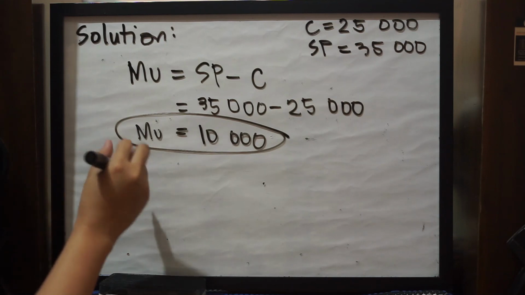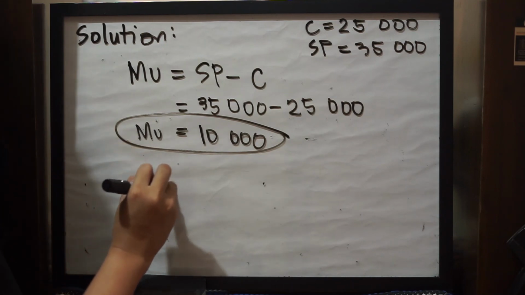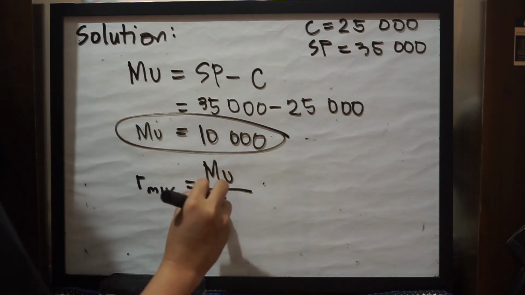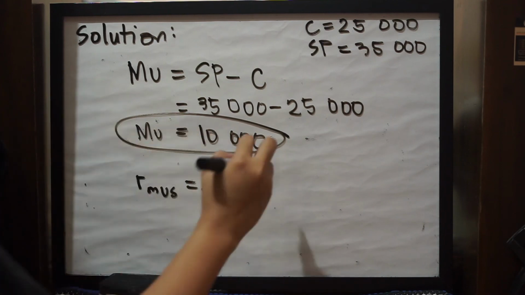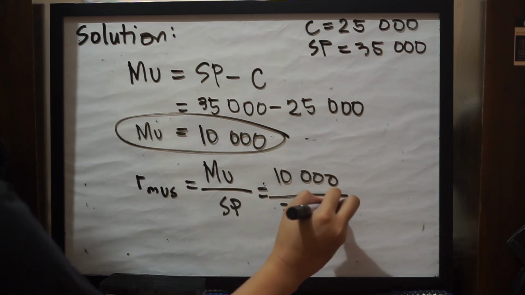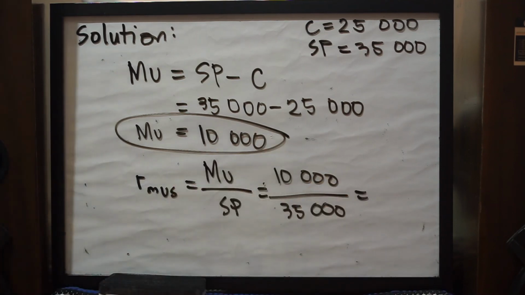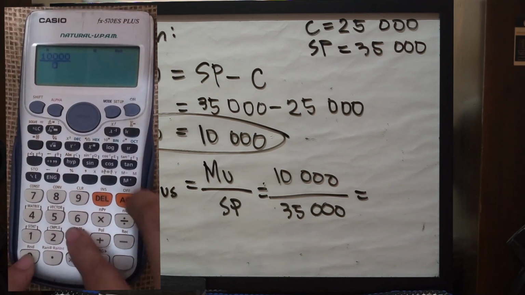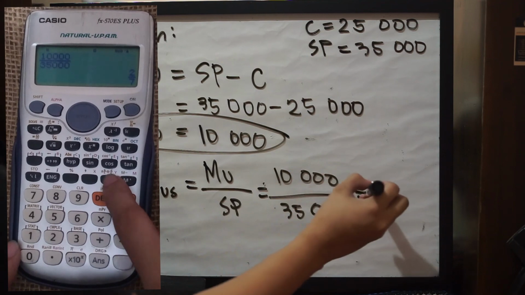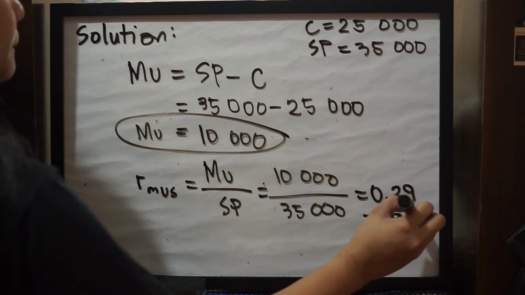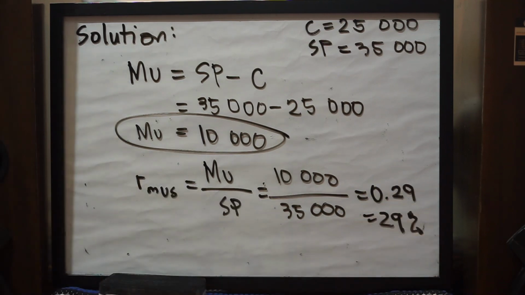Next. May markup na tayo, pwede na natin gamitin yung rate of markup based on selling price na markup all over the selling price. So, ang markup natin is 10,000. Ang selling price natin is 35,000. Again, if you want to use your calculator, then you may, hindi ko kayo i-judge. Huwag tayong judger. Bawal ang judgmental. So, dividing this using your calculator, the answer will be 0.29 or 29%. Ganun lamang po.